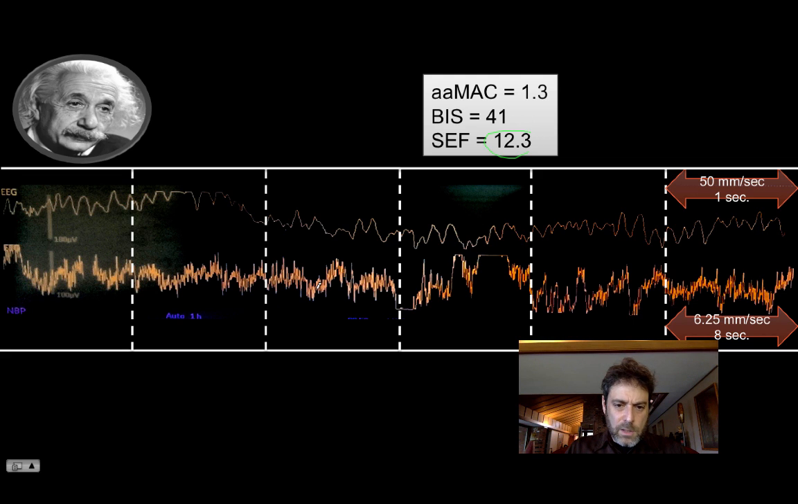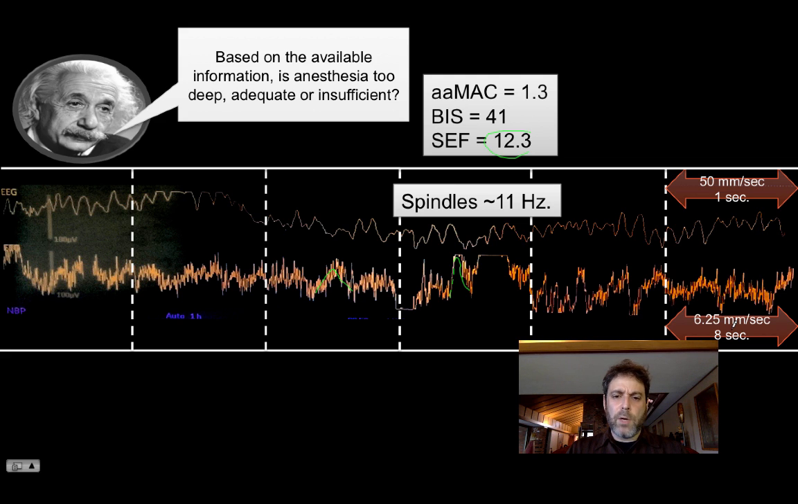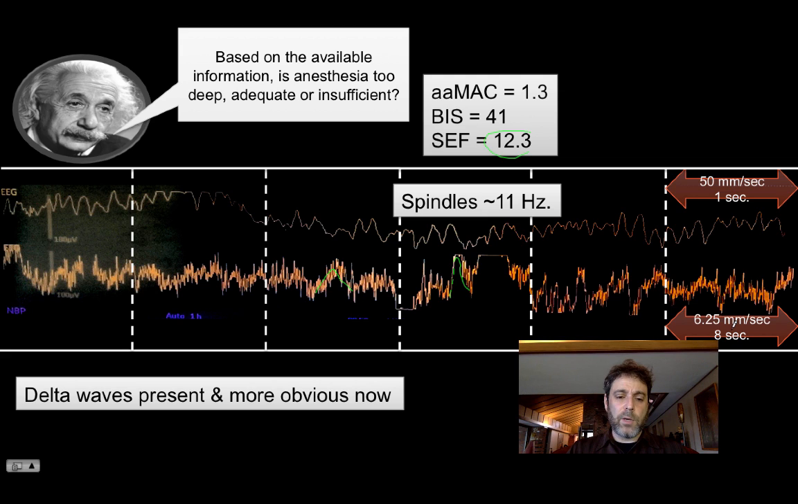And you can also see that there are these slow delta waves at less than 1 Hertz. A lot of examples of these slow delta waves. So spindles at 11 Hertz as we counted, and delta waves are present and more obvious.